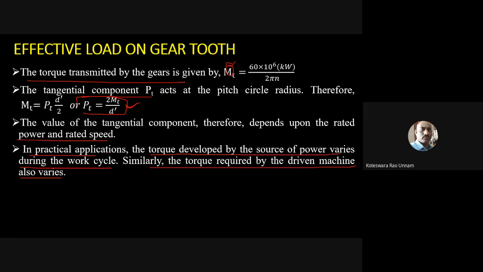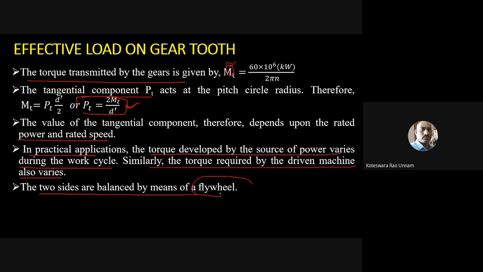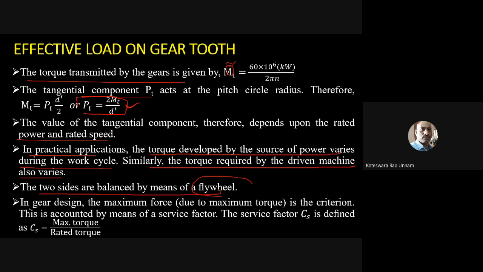So we'll see those things one by one now. The two sides are balanced by means of... okay, so here this fluctuation is balanced by the flywheel. We're not going to concentrate on that one. In gear design, the maximum force is the criteria. So here, like I said, this PT is going to fluctuate. But our design criteria should always be that we need to design for the maximum stress, and we always need to design for the weaker one.